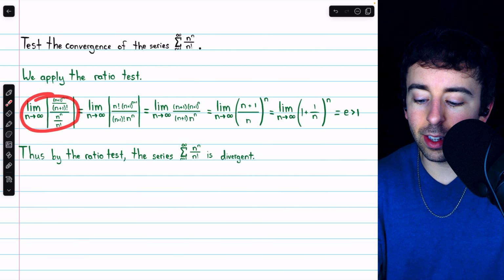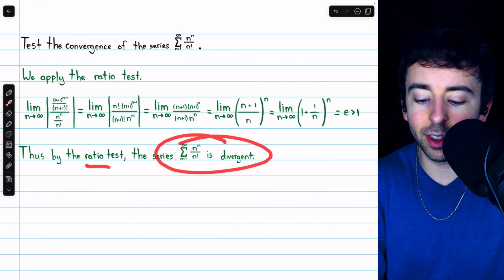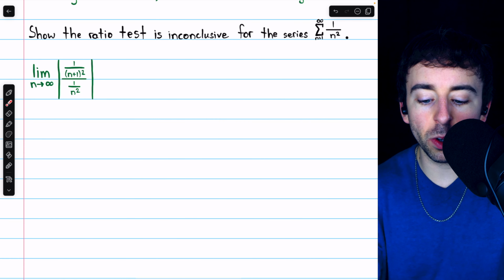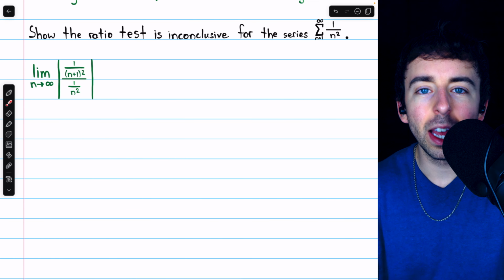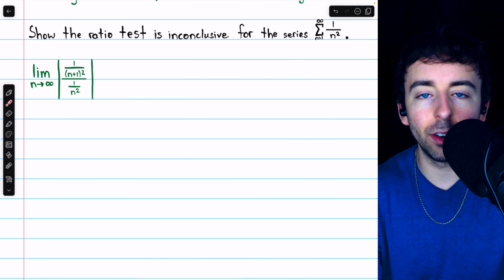So since this limit is equal to e, which is greater than 1, by the ratio test, we have that the original series is divergent. The only other possibility with the ratio test is that it is inconclusive. Let's do a quick example of that with the series 1 over n squared.